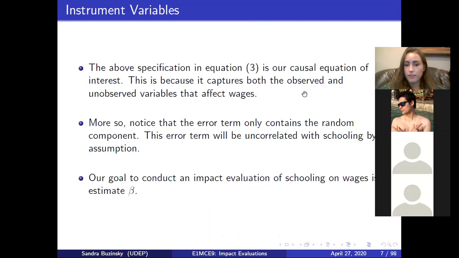Okay, is that clear, everyone? Or is there some confusion on the error term? Clear. Thank you, Jorge.